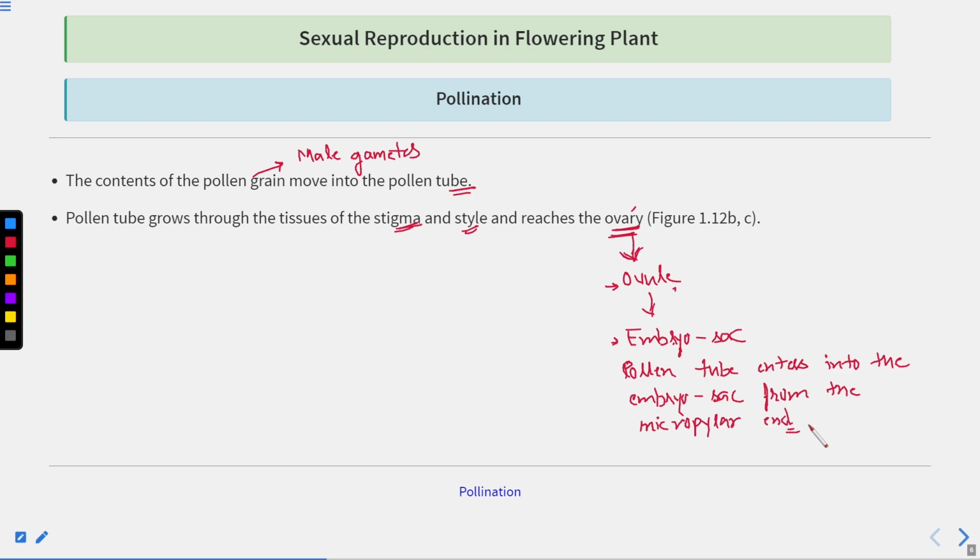Okay, we'll talk about this when we talk about double fertilization. For now, you have to remember that the pollen tube enters into the embryo sac through the micropylar end. The embryo sac contains the egg cell, and then the male gamete will fuse with the egg cell, and this process is known as fertilization. Clear?